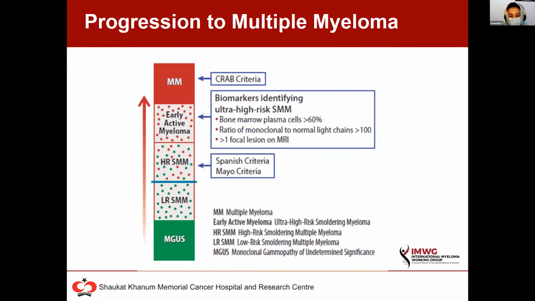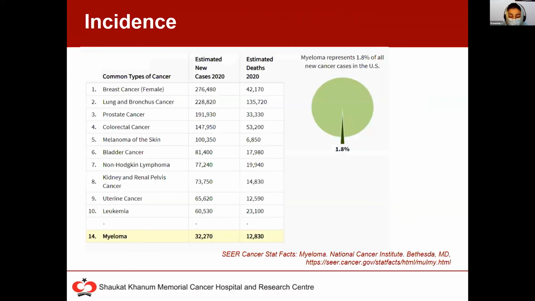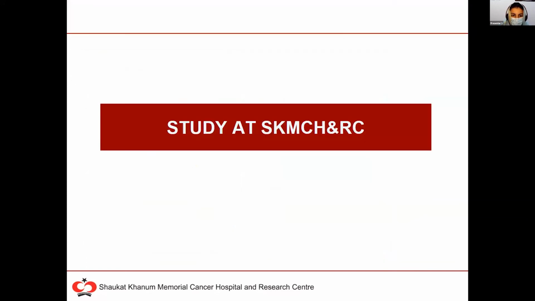The most common type of plasma cell disorder is multiple myeloma, and it is almost always preceded by a preclinical state called monoclonal gammopathy of undetermined significance, which later progresses to smoldering multiple myeloma and then active multiple myeloma. Multiple myeloma is the second most common hematological malignancy, and it represents 1.8% of all new cancer cases in the US. These are the cancer stats of the United States.